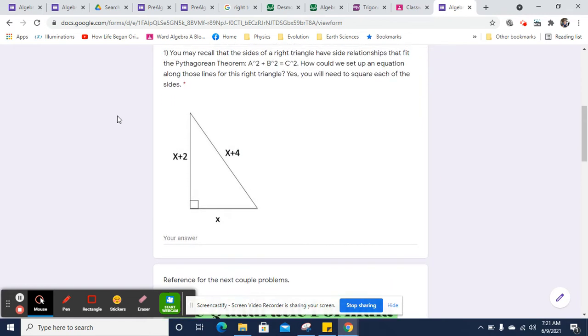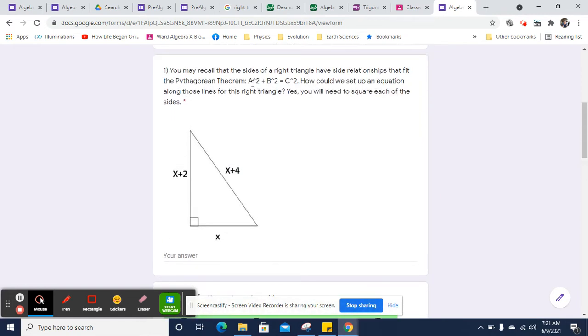So we have a right triangle, and hopefully you have heard of the Pythagorean Theorem. If not, it's that the square of this side plus the square of this side will equal the square of this side. So if we square this side and we square this side, those two squares added together will equal the square of this side. So how can we set up an equation along those lines? All we have to do is square each part.